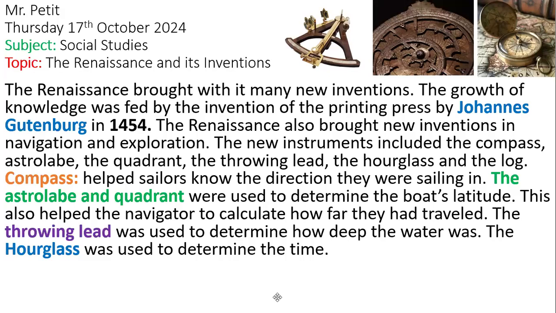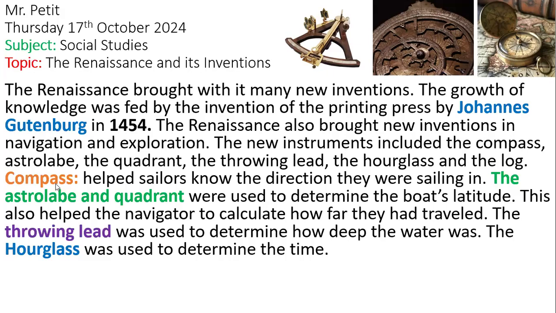The Renaissance brought with it many new inventions. The growth of knowledge was fed by the invention of the printing press by Johannes Gutenberg in 1454. The Renaissance also brought new inventions to navigation and exploration. The new instruments included the compass, the astrolabe, the quadrant, the throwing lead, the hourglass, and the log.